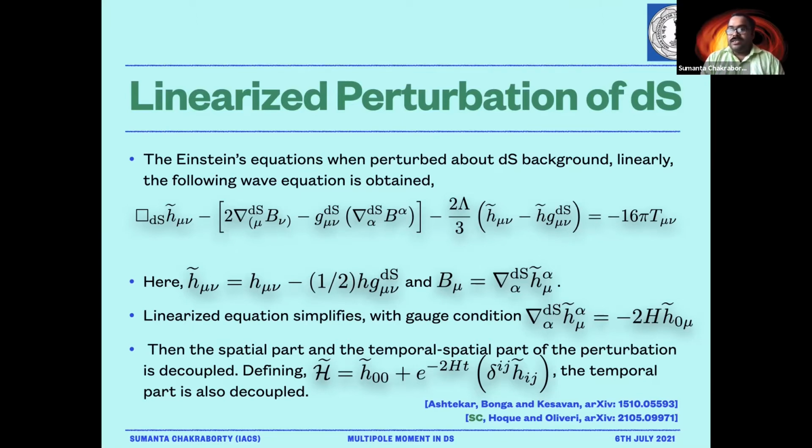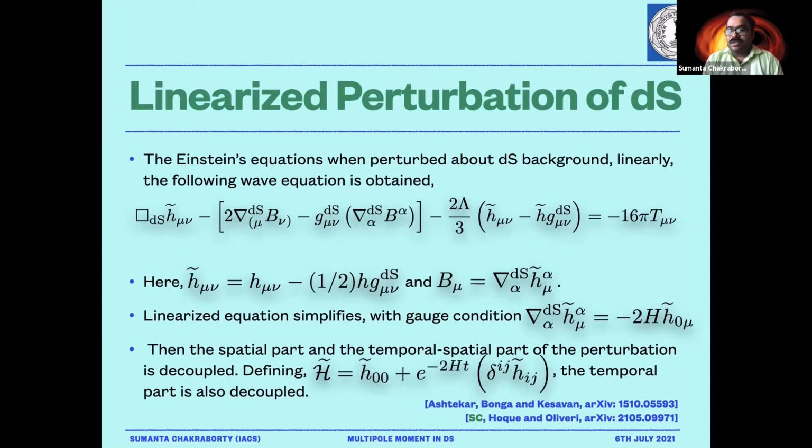But that was done in conformal coordinates, while here we are following the standard cosmological coordinates. Interestingly, it turns out that with this gauge condition, all of the perturbations decouple. The spatial part and the temporal-spatial part all get decoupled. The temporal part is not decoupled, but that can be decoupled by defining this new parameter H tilde.